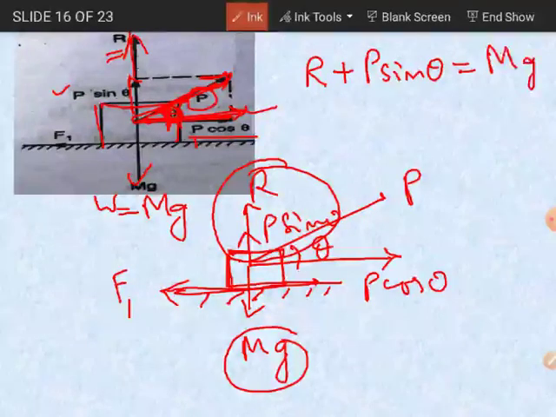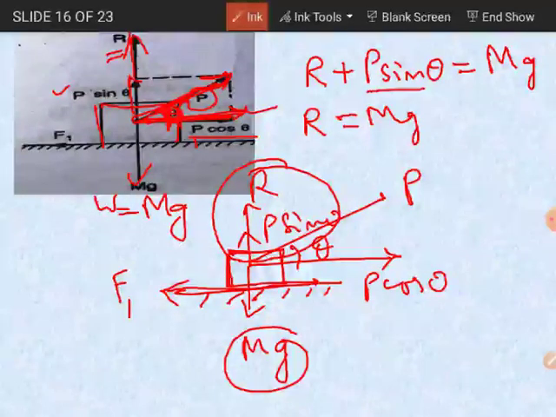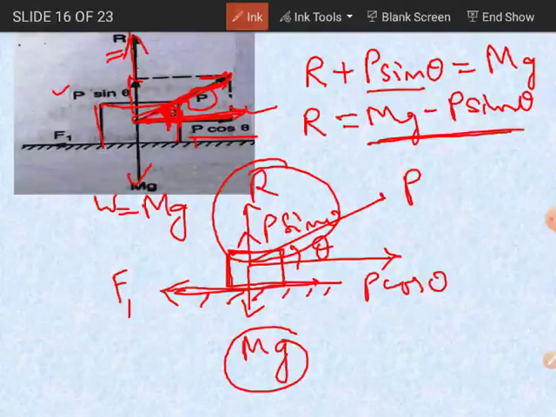Now let's express this R, the normal reaction, as equal to mg minus P sine theta. You transfer this to the left-hand side, so that it will be P sine theta, like this, right? So this normal reaction is less than the weight, because we are going to subtract something from the weight.